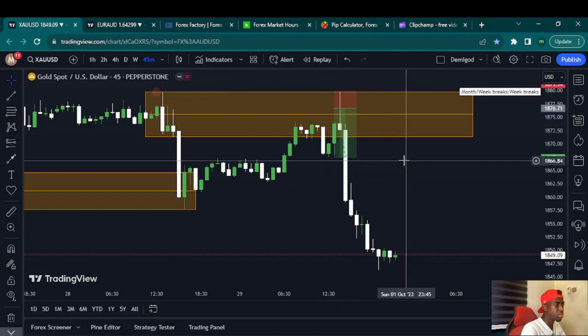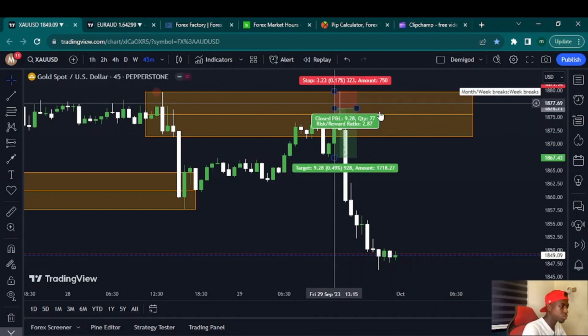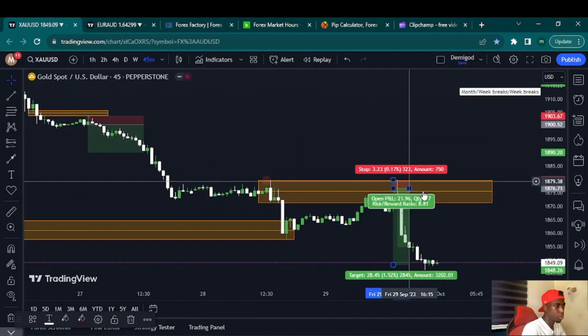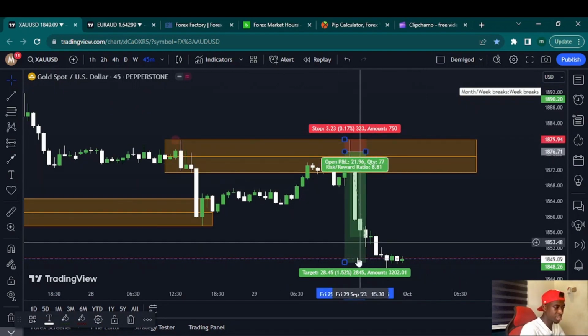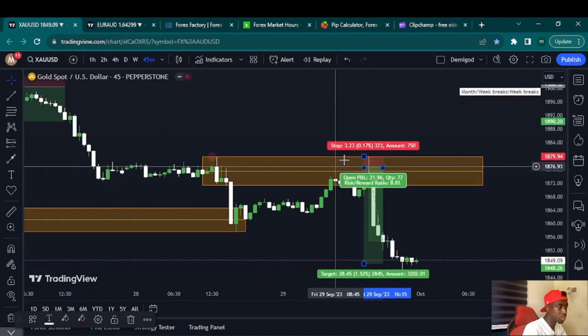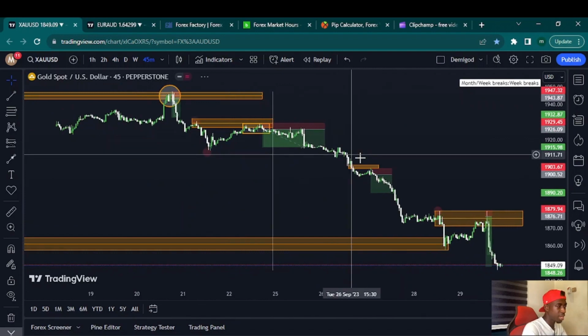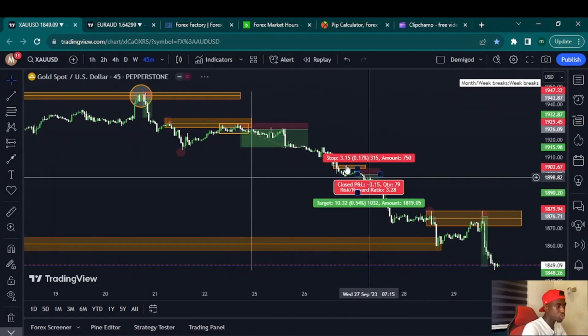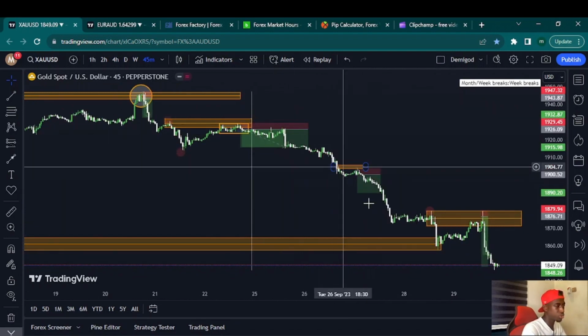So at the end of the day, price didn't come back into this particular zone, but price dropped from our zone of interest and it dropped about 320 pips. So with that, you can see that we won about 2 trades here in total.